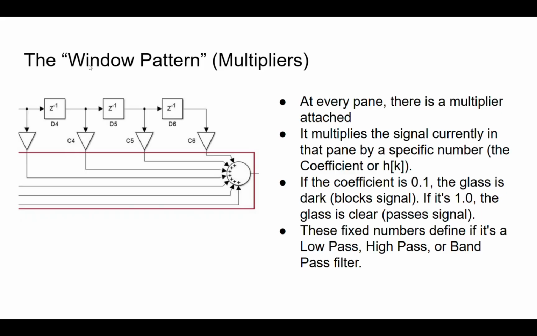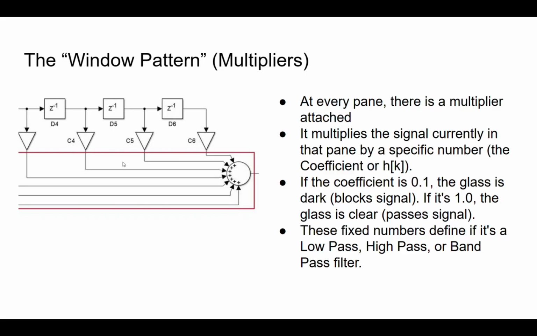So here, another thing we have is the window pattern or multipliers, and at every pane basically, and these are like the squares I just brought up earlier, the z^-1s, there's a multiplier attached. And these multipliers here, they multiply the signal given a coefficient. If the coefficient's too low, the glass is going to be dark. The glass is like this red border here.